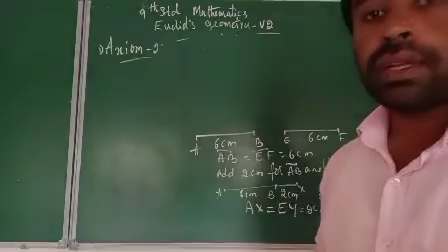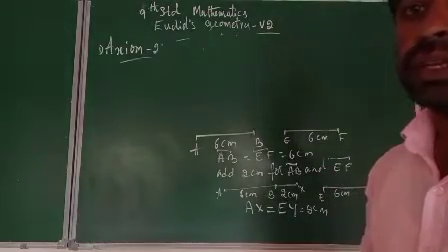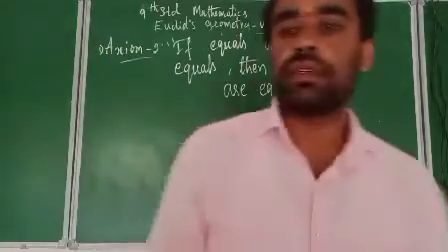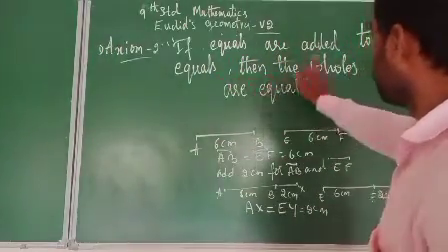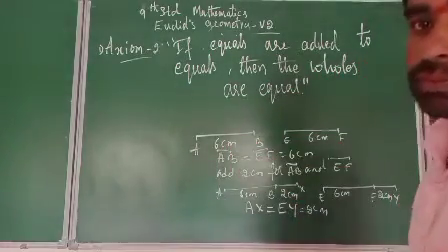So we are adding equals to the equals. Then the wholes are equal. Is it clear, students? Dear students, take down this one. If equals are added to the equals, then the wholes are equal. This is the example for this. Take notes.